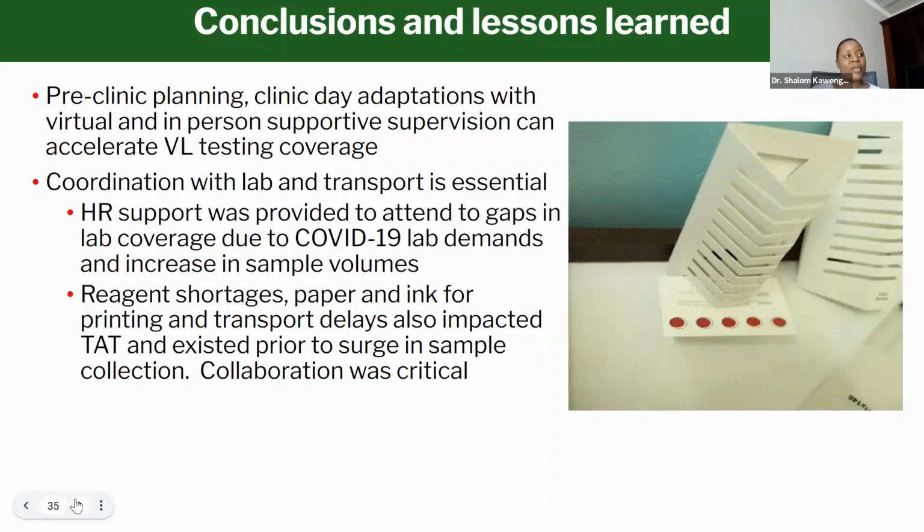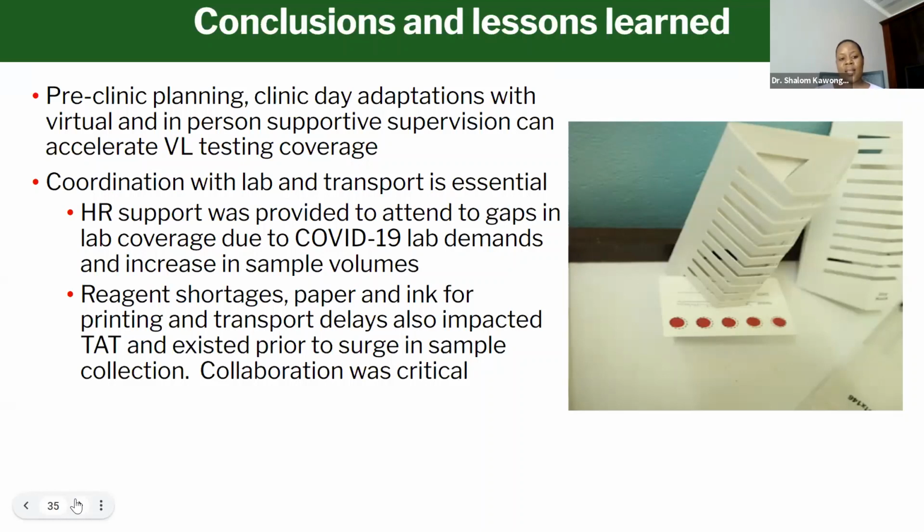And so what have we learned from the surge activity? Well, we learned that pre-clinic planning, clinic day adaptations with virtual and in-person supervision can really accelerate viral load testing coverage, thus providing this crucial service to our persons living with HIV. We also learned that collaboration with the lab and the transport partners is very essential.